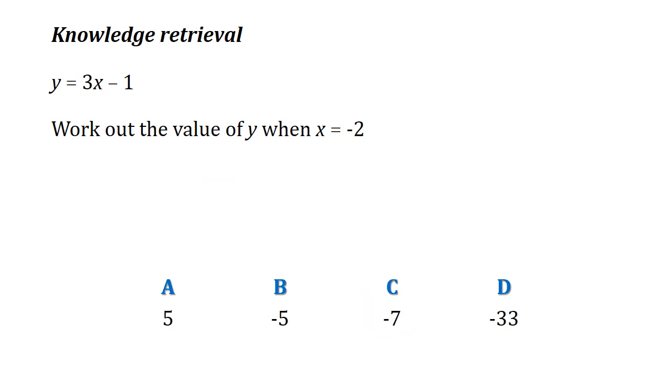Another one, same equation, but this time substituting in a negative value. So replace the x with a negative 2. 3 times negative 2 is negative 6. Take away the 1, negative 7 was the answer we were looking for there.